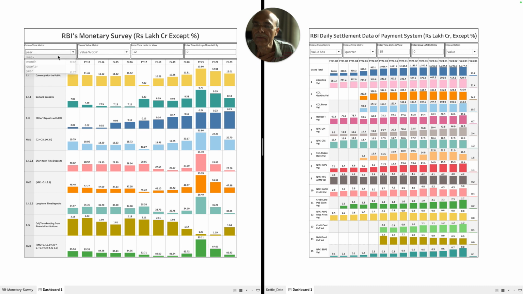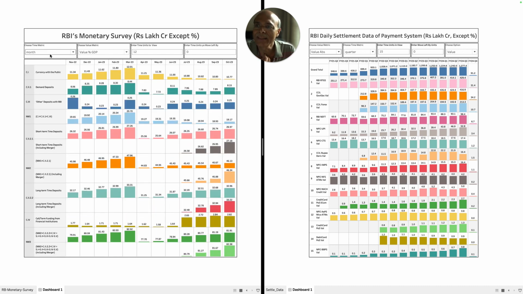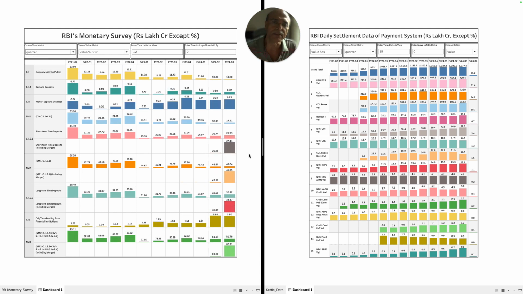So you can choose a weekly time scale, you can choose a monthly time scale, and then you can choose a quarterly time scale, right? So this is about the description of the sheet. Now let's go to the other side of the screen, which is RBI daily settlement data of payment system, right? This is also in rupees lakh crore. So what it is basically designating, so there is a settlement data.